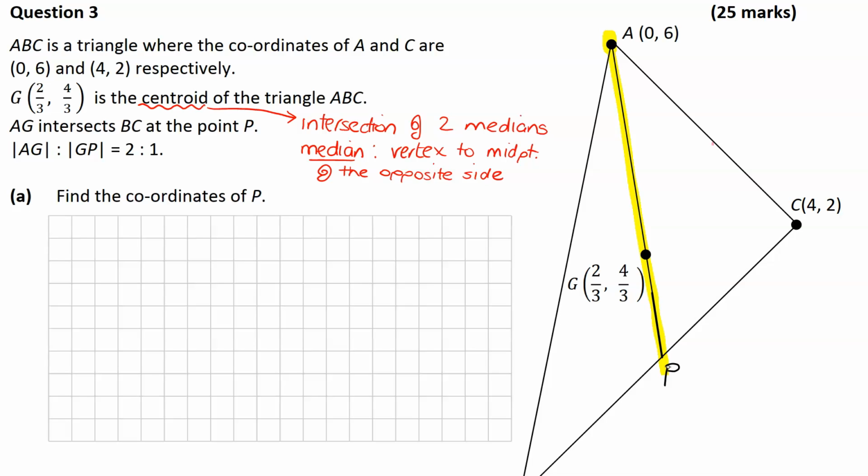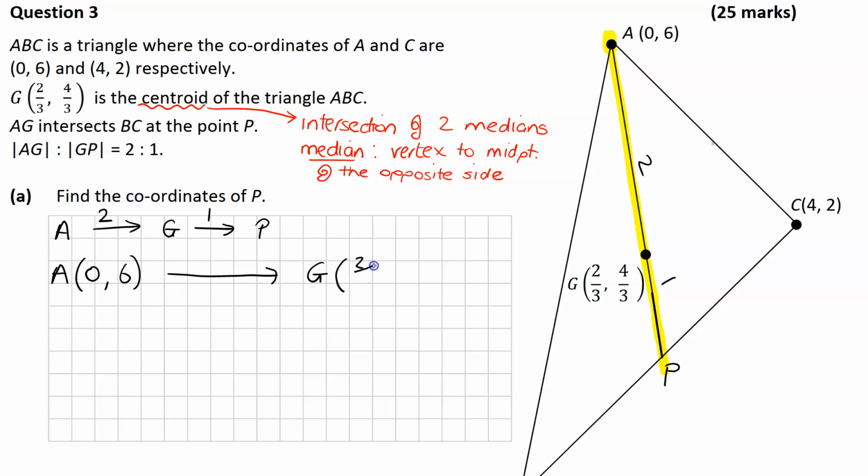Okay, now also this centroid, as they've said here, it says that AG intersects BC at the point P. AG to GP is 2:1. So we have a ratio here of 2:1. Okay, so we have A going on to G, which then goes on to P, and that's 2:1. So we'll see first of all, because we have A and G, what we'll need to get from A to G.